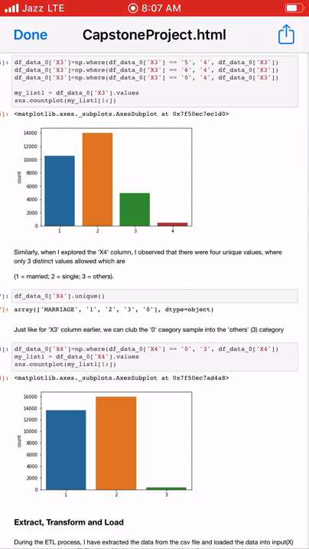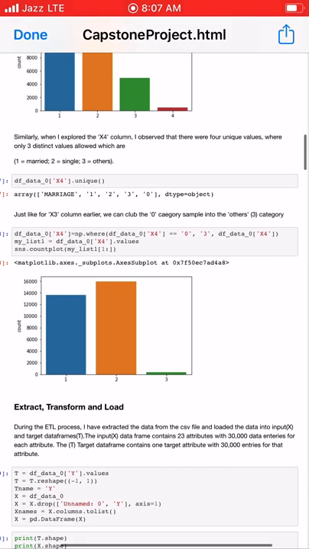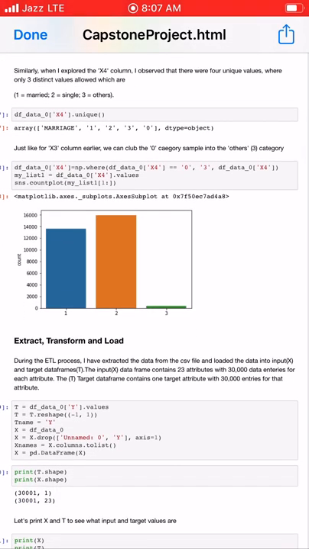samples. Similarly, in the marriage column, I also observed that we had one extra value, and that was the value 0. But the documentation clearly states that we can only have values 1, 2, and 3. So, just like what we did for the education column, I clubbed the 0 values into the category 3. After we're done with that, we can move on.